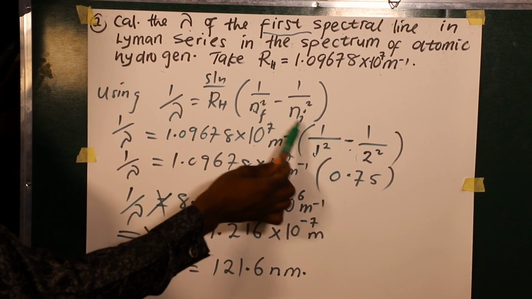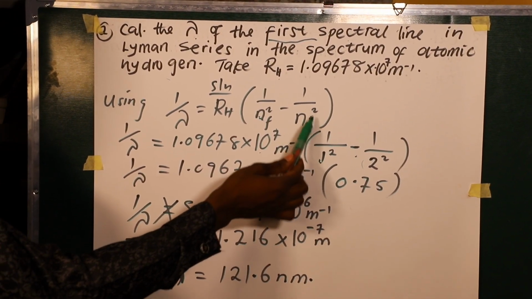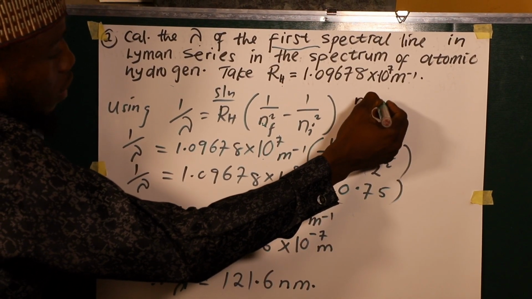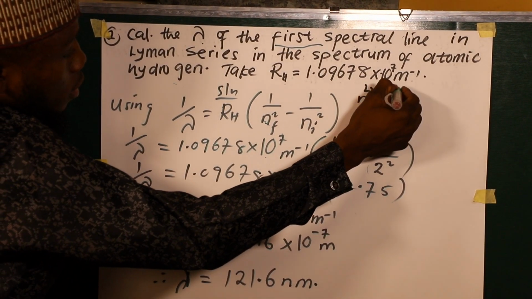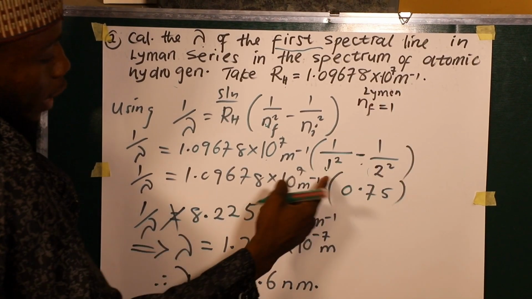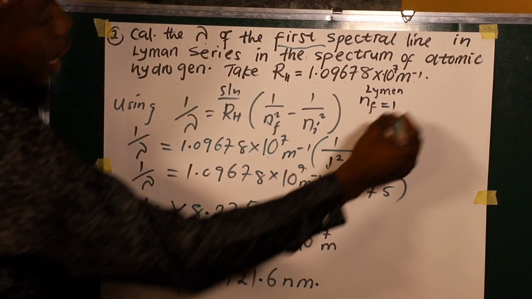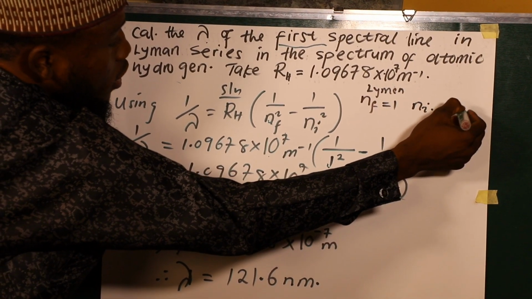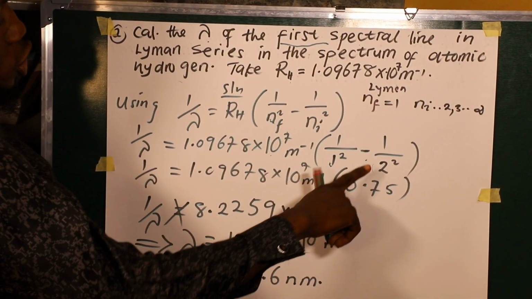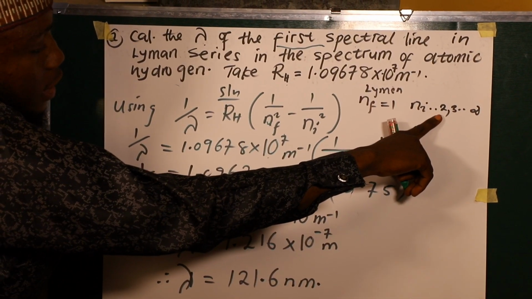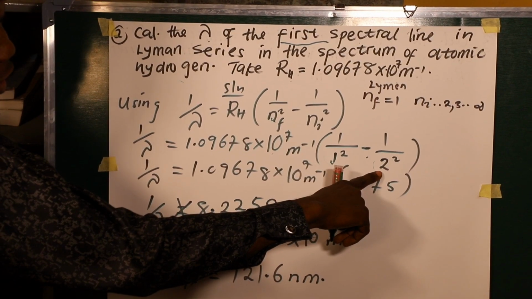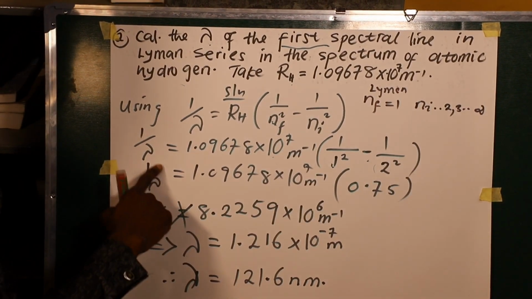This 2 squared shows the first spectral line for the Lyman series. If you can recall, we said N final in the Lyman series corresponds to where NF is equal to 1. And the Ni initial point, the starting point in the Lyman series, may start from 2 to infinity. So the first spectral line is where Ni is equal to 2. That's why we substitute 2, which gives 2 squared.